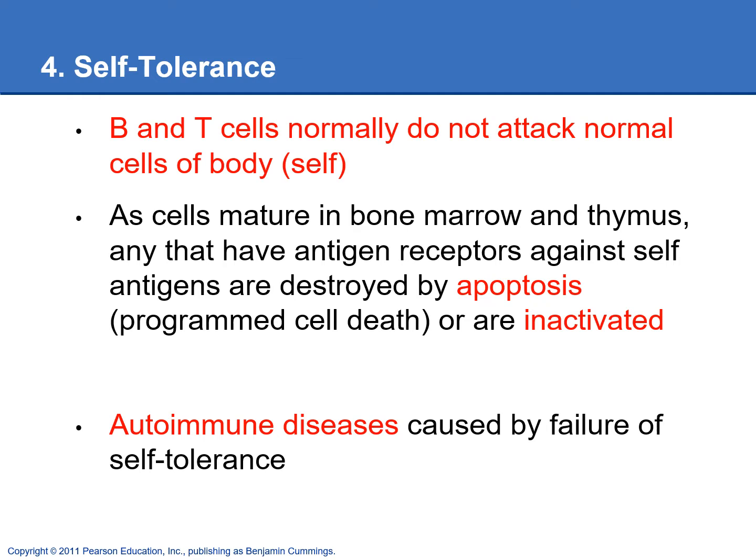So as they're maturing, the B lymphocytes mature in the bone marrow and the T lymphocytes mature in the thymus. And as the B and T lymphocytes are maturing, they will be presented with different antigens from our body parts. And if any B or T cell recognizes a body part, then they will either be killed by apoptosis, where they commit suicide, or they'll just be turned off. Because we don't want to let B and T lymphocytes that recognize body parts out into the body, because then they start attacking us and we end up with an autoimmune disease.